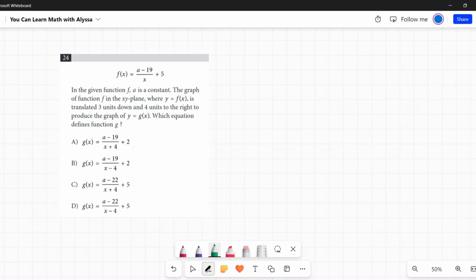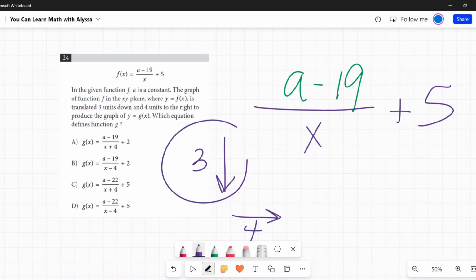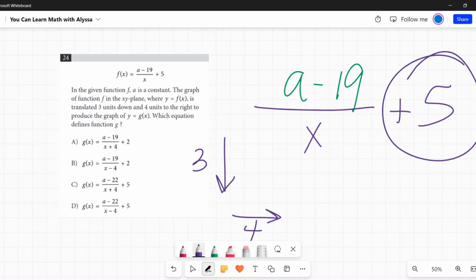So here we have a minus 19, where a is a constant. A is a constant just means it's a number. It doesn't matter for this equation; the a doesn't do anything because it's just a number, not another variable. It could be 5, it could be 25. The x and the plus 5 outside are the important parts. So it's going to be translated 3 units down and 4 units to the right.